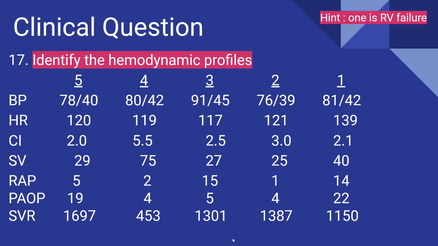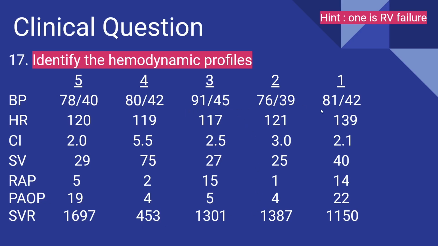So you got to think, what would cause a low vascular resistance, low preload? Remember, this is low left ventricular preload, but still a somewhat high cardiac index. Okay.